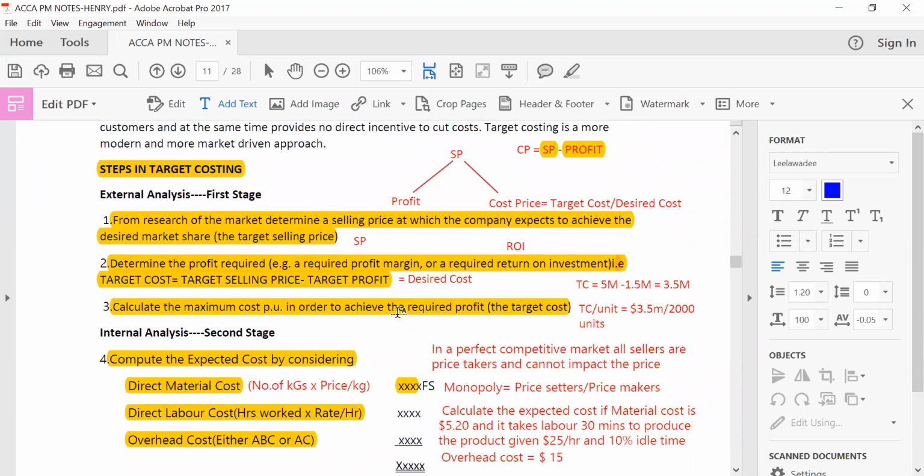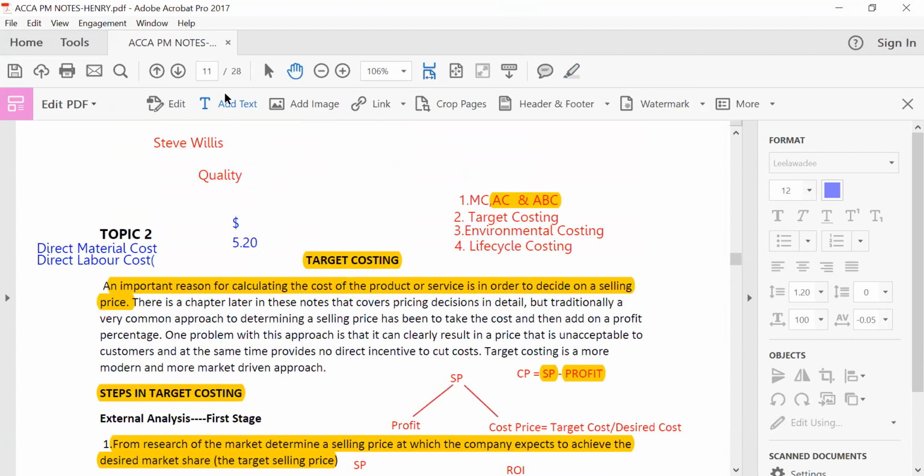They are saying that this time around, labor is being paid $25 per hour, but the labor worked for only 30 minutes. The rate is per hour, so we do not have rates per minute. What I have to do is convert this 30 minutes into an hour, then multiply by the rate per hour. But because there's 10% idle time, I need to flex that.